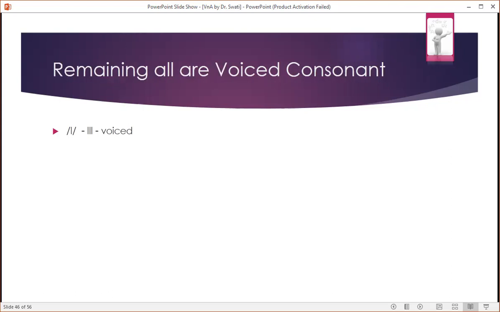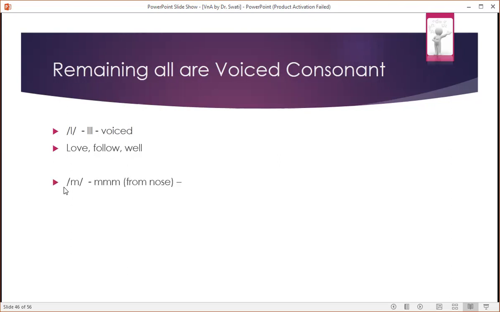Now we'll move on and learn the remaining sounds. All of them are either voiced or unvoiced consonants, but they are not pairs. Let's see this one, which is giving the L sound, like love, follow, well. It is voiced, because it is coming from the throat.